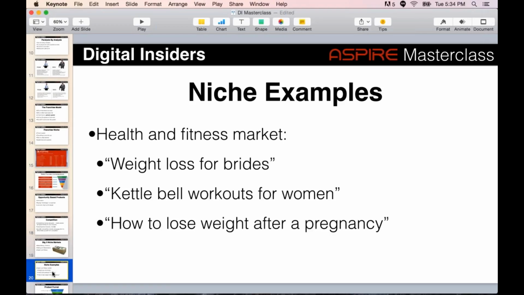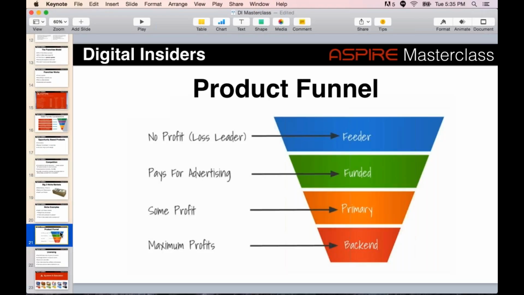So by niching down, you're actually able to appeal to a smaller portion of a market that already exists, but you can communicate a lot more effectively to these people, because your marketing material is talking directly to them and their specific problem, not just that they want to lose weight, but that they want to lose weight after being pregnant. That allows you to penetrate that market a little bit and be different from your competition.